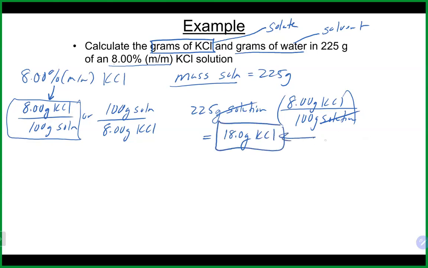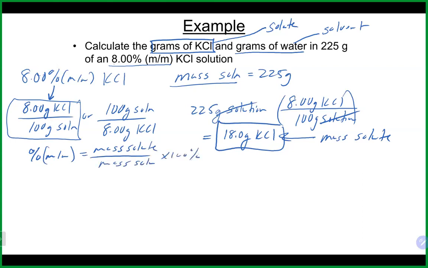That is basically the mass of my solute in this case, right? First off, any questions on that? You could also have plugged it into the percent mass to mass formula, which is basically the same math we just did. Obviously in this case, you have the mass of the solution, and you could solve for the solute, which would give you this number here.